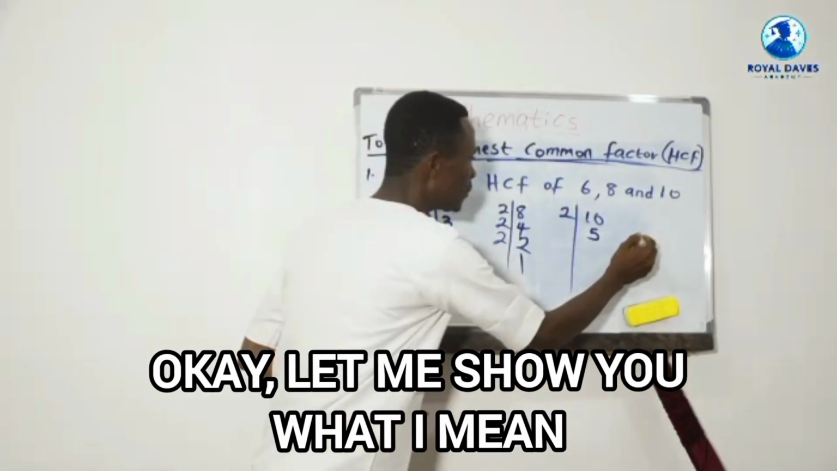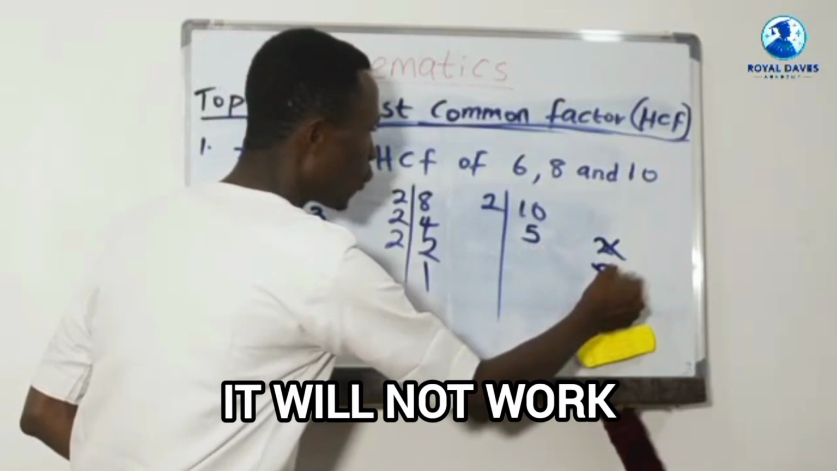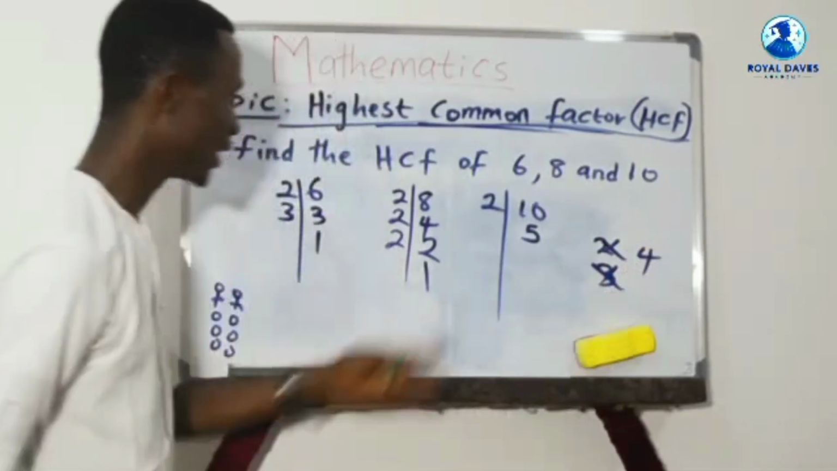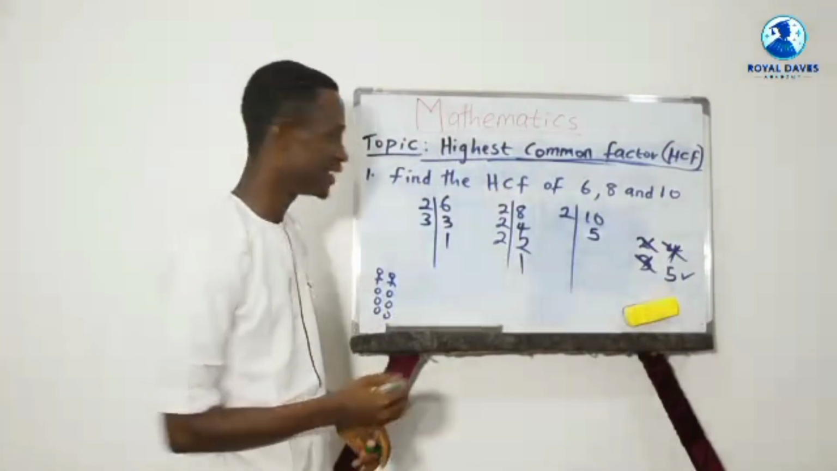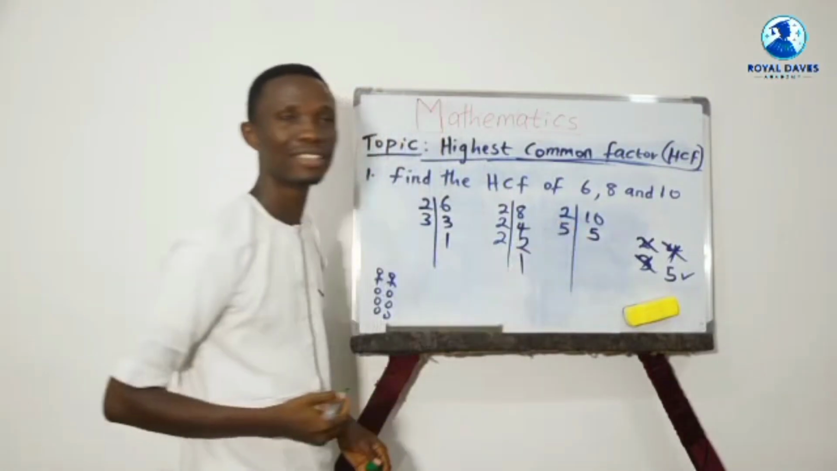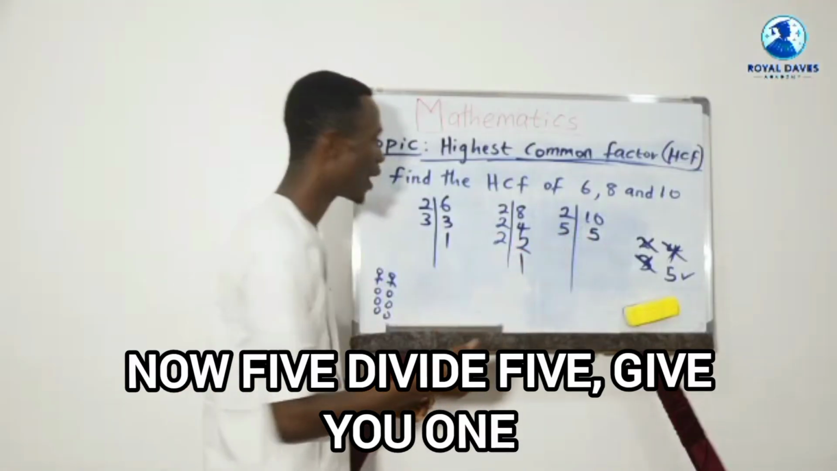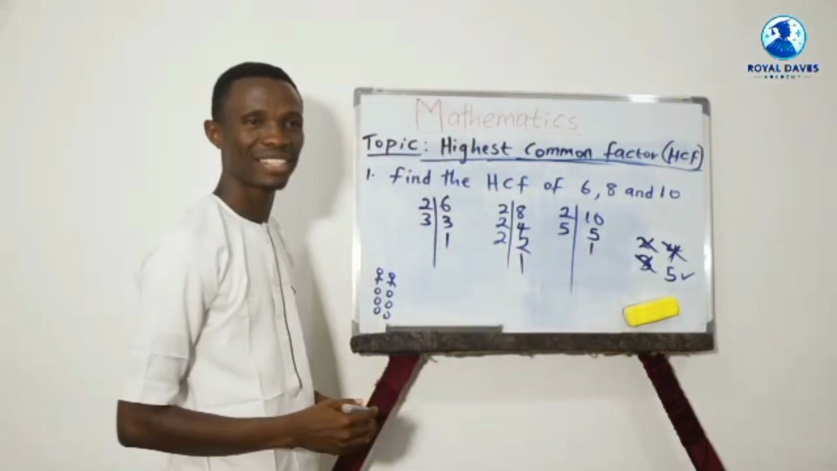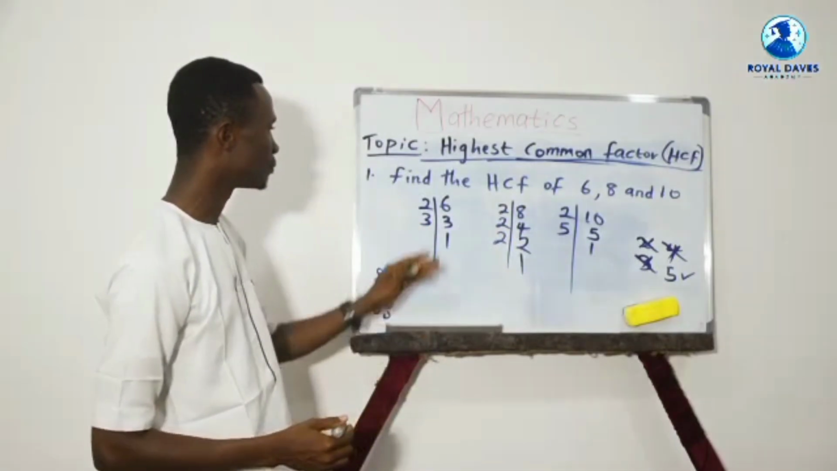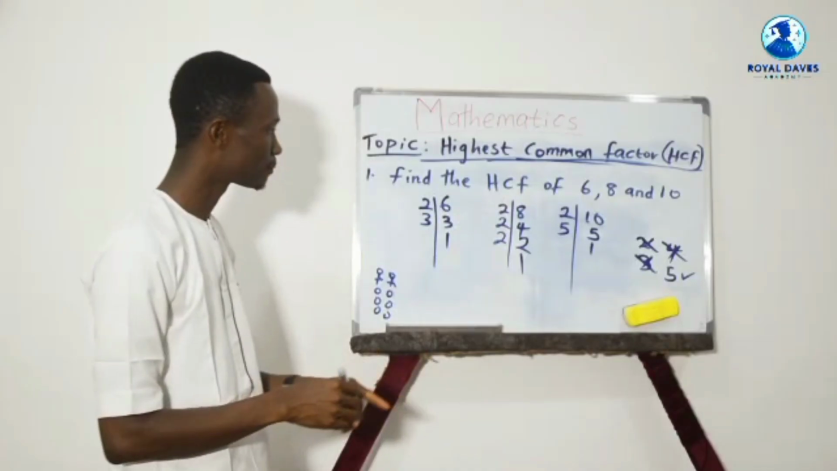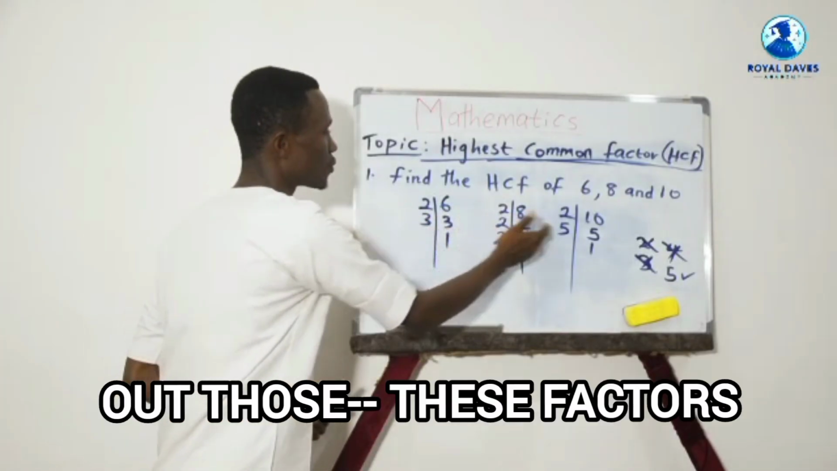Okay, let me show you what I mean. 2 cannot divide 5, so it won't work. Can 3 divide 5? There will be a remainder, it will not work. Can we use 4? No, we'll still have a remainder. Can we use 5? Yes. So we'll write our 5 here. You can see how simple it is. Now 5 divided by 5 will give you 1. We are done with the first step. All these are the factors of 6, 8, and 10.